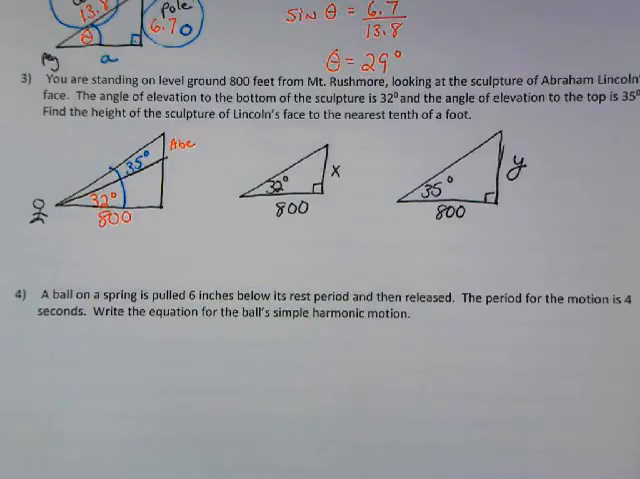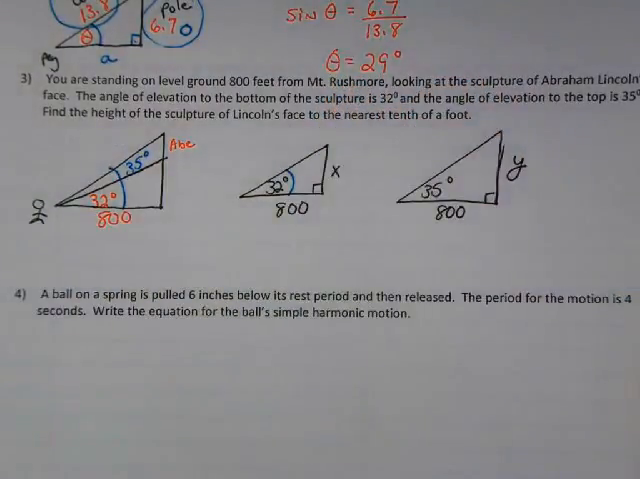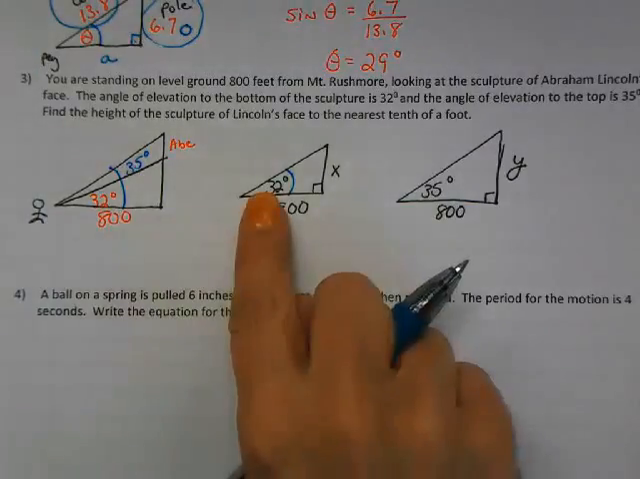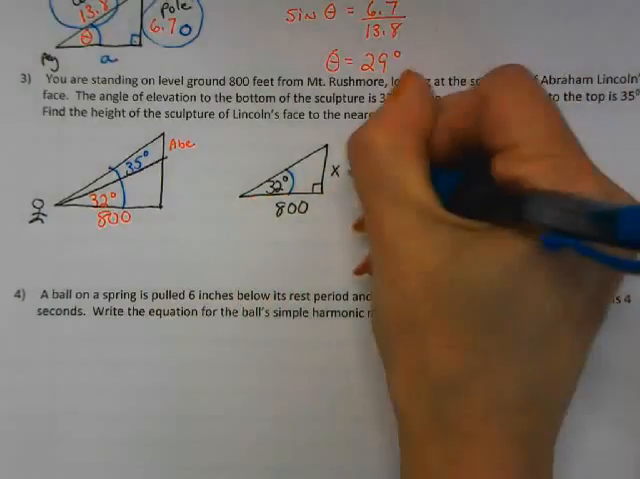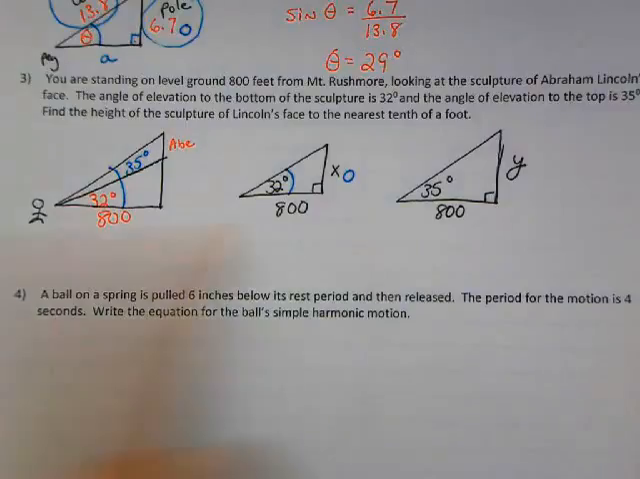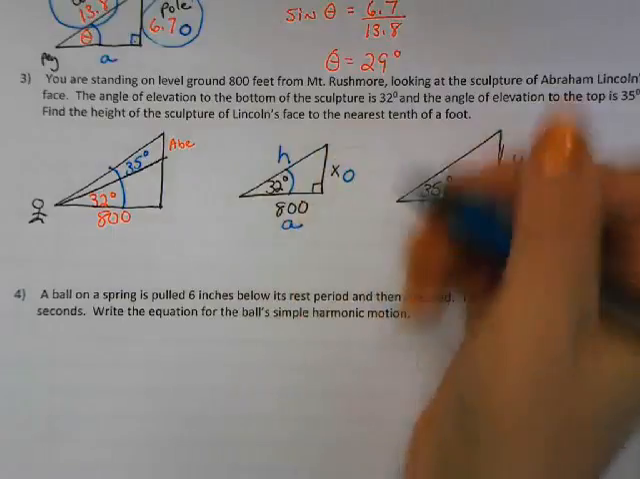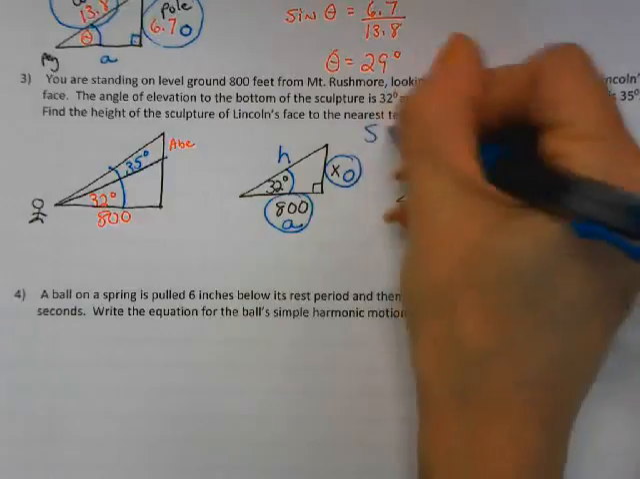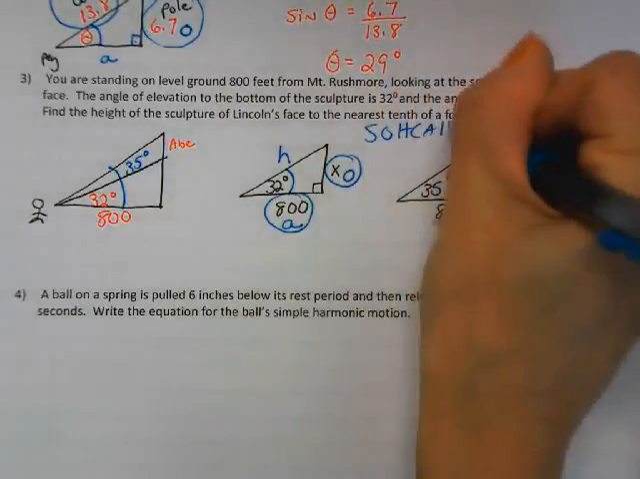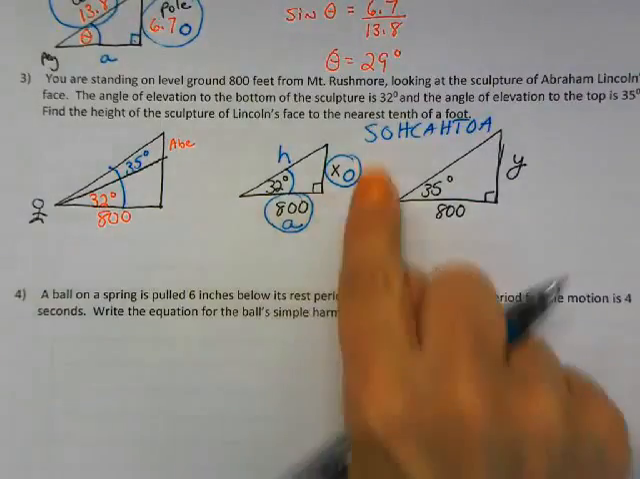Alright? So let's see what we can do. I want you to label the O, the A, and the H. So from your 32, directly opposite you is X. Your hypotenuse is here, and that means the 800 is adjacent. So you have an O and an A. So there's your SOHCAHTOA. O and A is tangent.